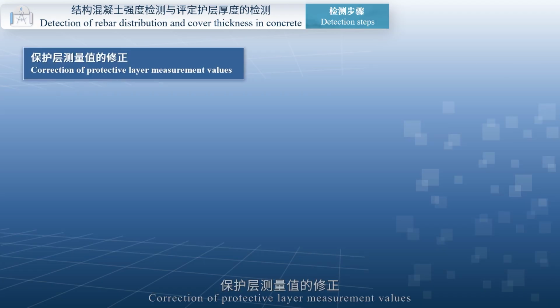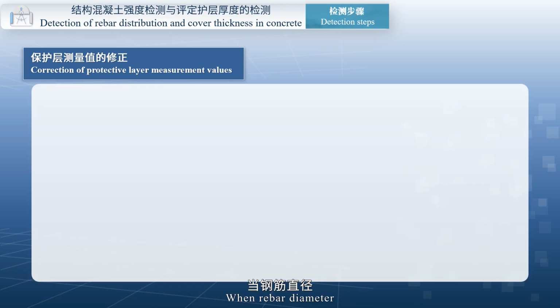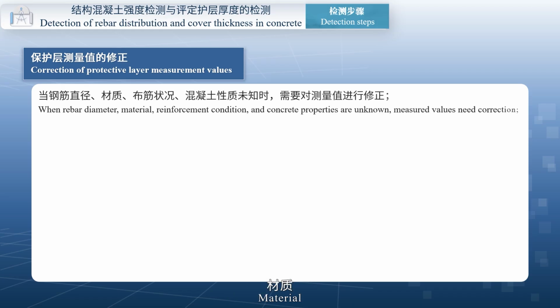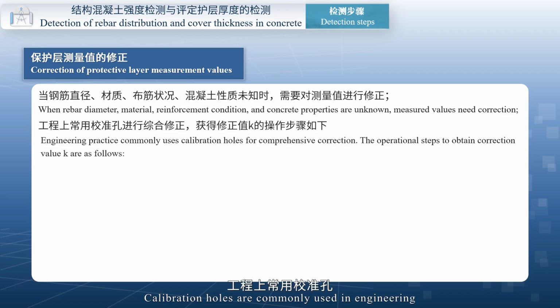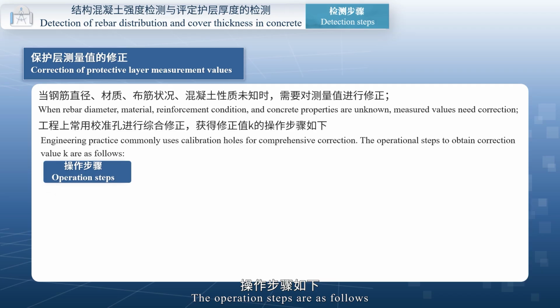Step 5: correction of protective layer measurement values. When rebar diameter, material, rebar arrangement condition, and concrete properties are unknown, measurement values need correction. Calibration holes are commonly used in engineering to conduct comprehensive correction and obtain the correction value. The operation steps are as follows.